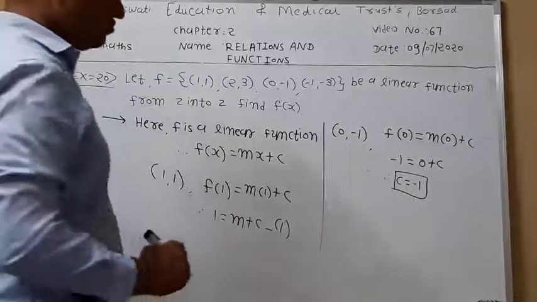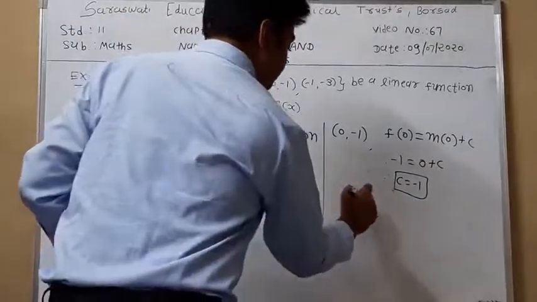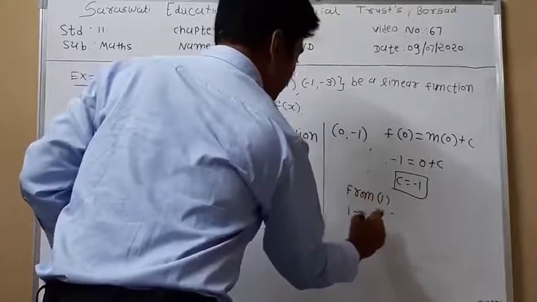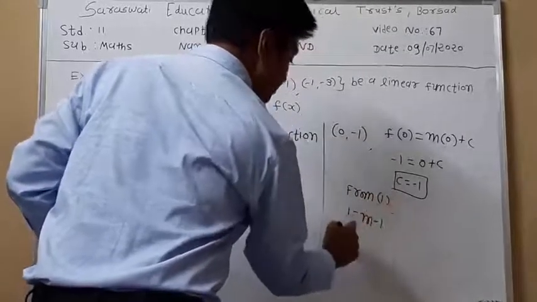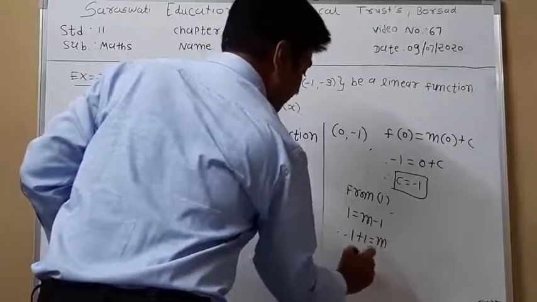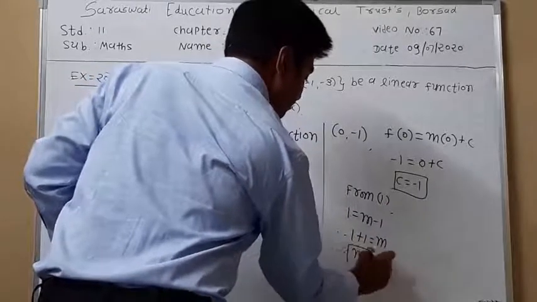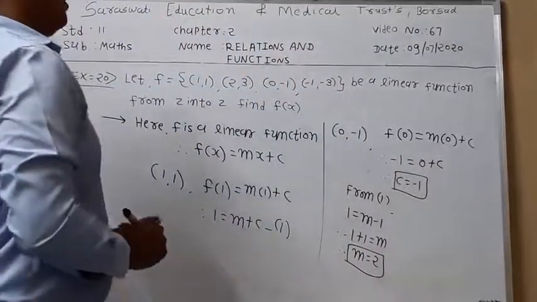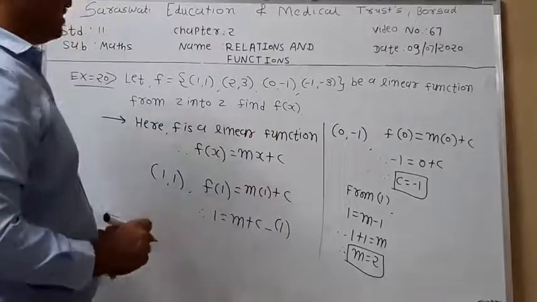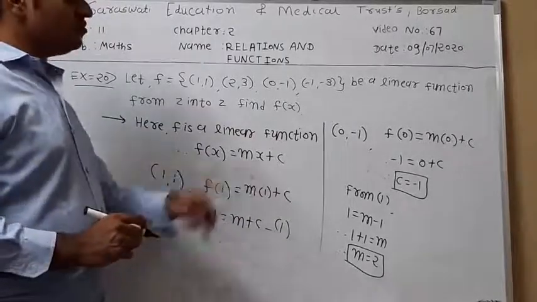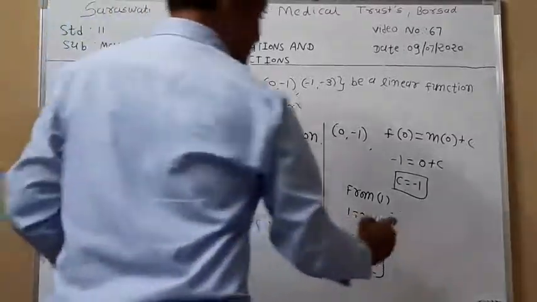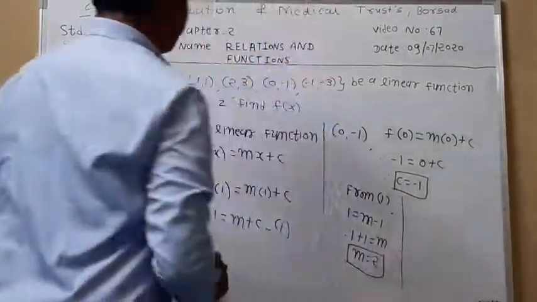Now the value of c is equal to -1. Substitute in equation number 1. So from 1 is equal to m minus 1, writing it on the opposite side, 1 plus 1 is equal to m. So m is equal to 2. So we get the value of m is equal to 2 and c is equal to -1. Now substitute these values in the main equation f of x is equal to mx plus c. So here we get the required linear equation.